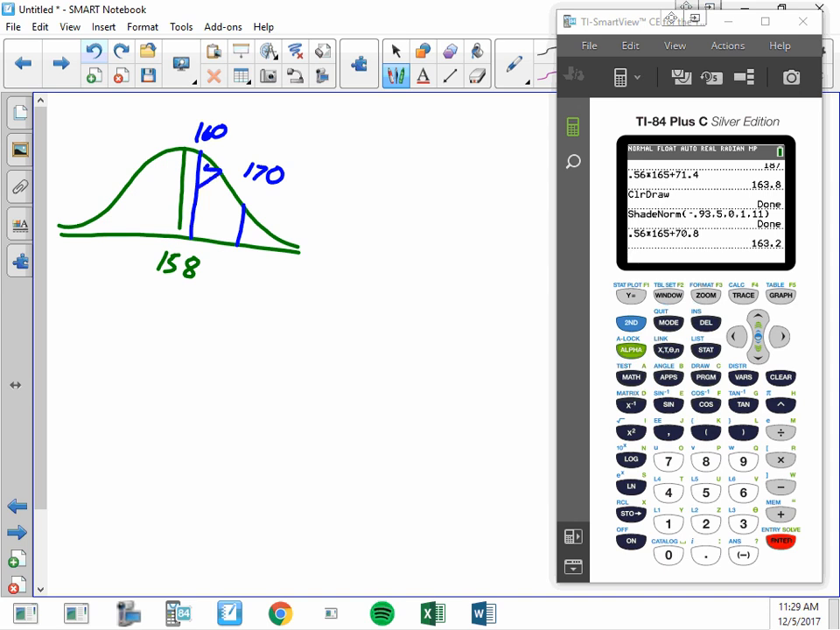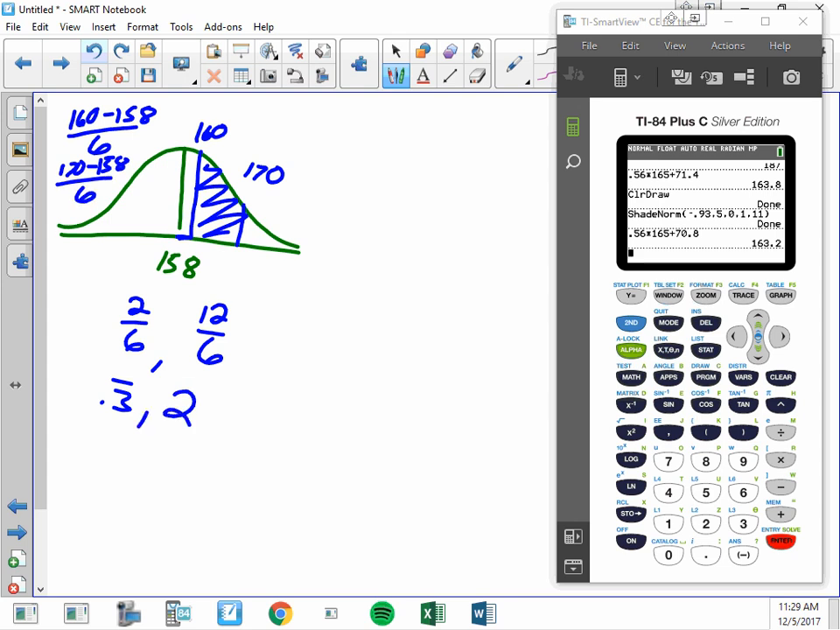Don't pay attention. Just listen to what I mean, not what I say. So the first z-score is going to be 2 over 6, and the second z-score is going to be 12 over 6. Everybody understand that? So the first distance is 2 divided by the SD of 6. It will make it easier if you work it out like 160 minus 158 over 6. Yeah, so it's 160 minus 158 over 6, and then 170 minus 158 over 6.